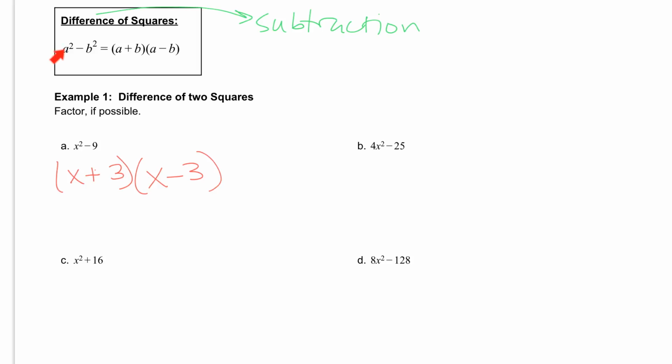Looking back up here, remember, whatever number is being squared minus whatever number is being squared, those are what go in the parentheses. 3 is the number being squared to get 9, and x is the number being squared to get x squared. And that's it. Those are your factors.